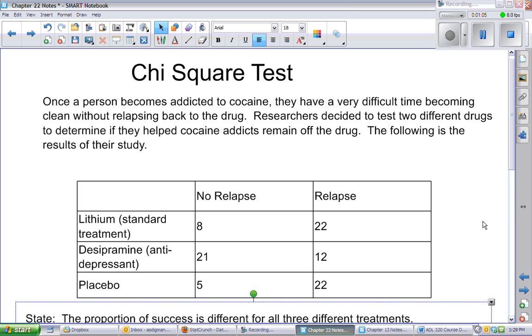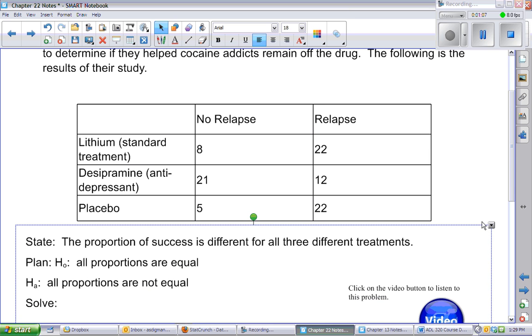So when we do a chi-square test, all we're trying to determine is whether there is a difference among the proportions. We're not trying to figure out which one's greater than or less than another one. We're just testing the different proportions. And then if we do find a difference, then we'll go through and do a two proportion test to determine which ones are actually greater.